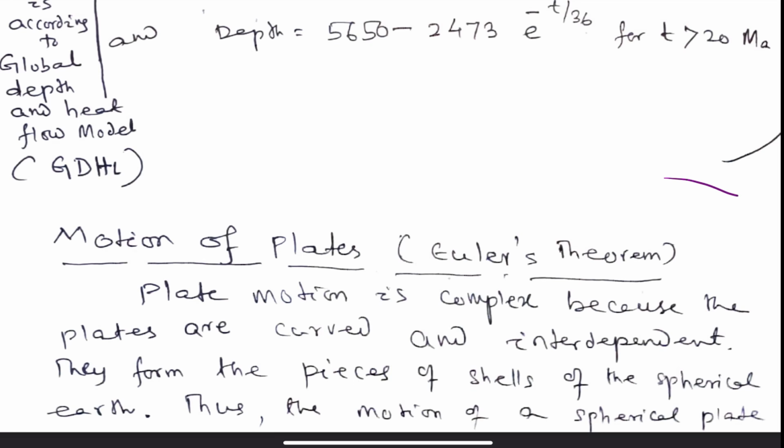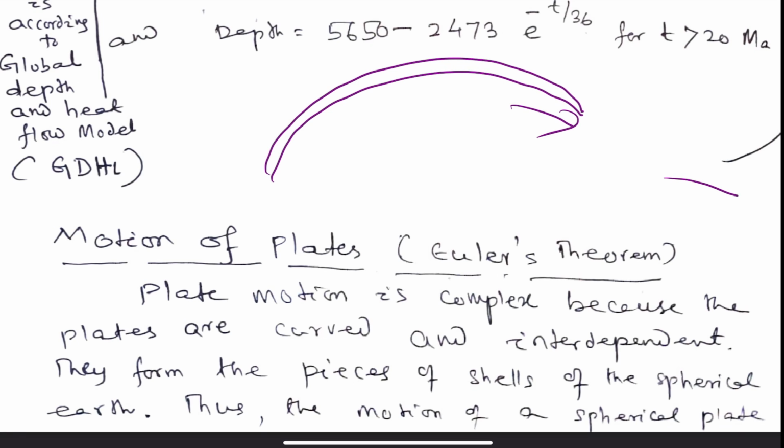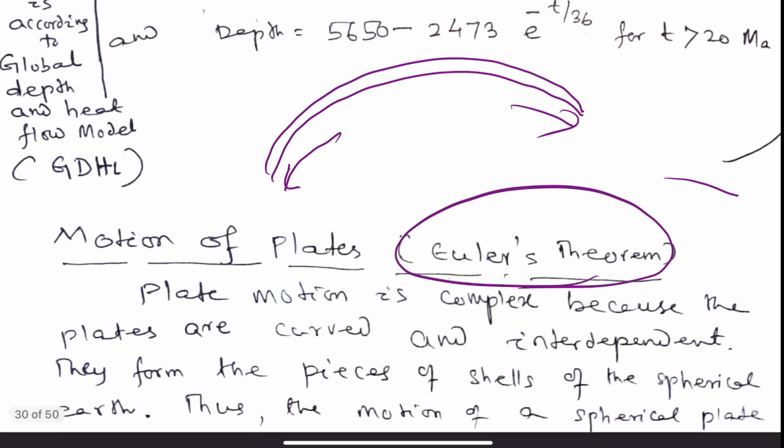Then let us discuss how the plates move. As I have already discussed, the plates are curved bodies. These are not planar bodies. So, when they are moving, their movement is a type of rotation. And this rotation takes place with respect to an axis of rotation, and they must have a pole with respect to which the plates move, and that has been explained through Euler, and this is called Euler's theorem. So, how the motion of the plates takes place is explained by Euler. Let us discuss it.